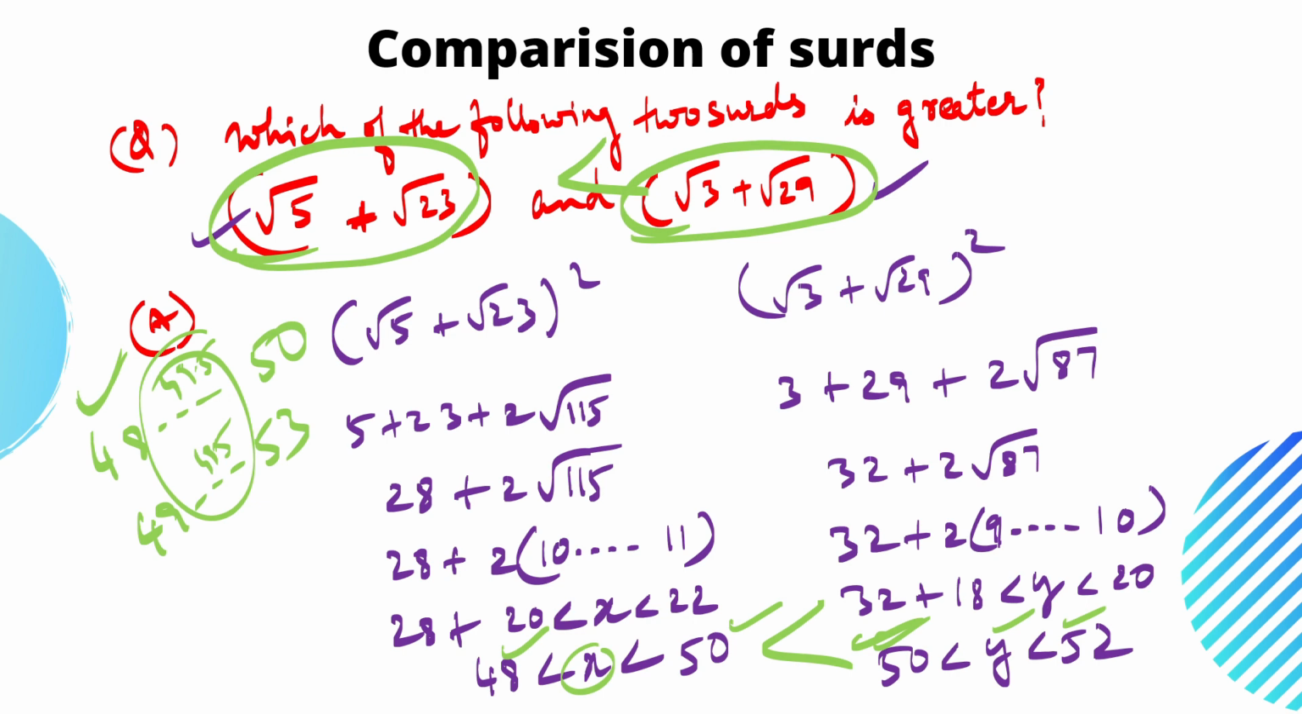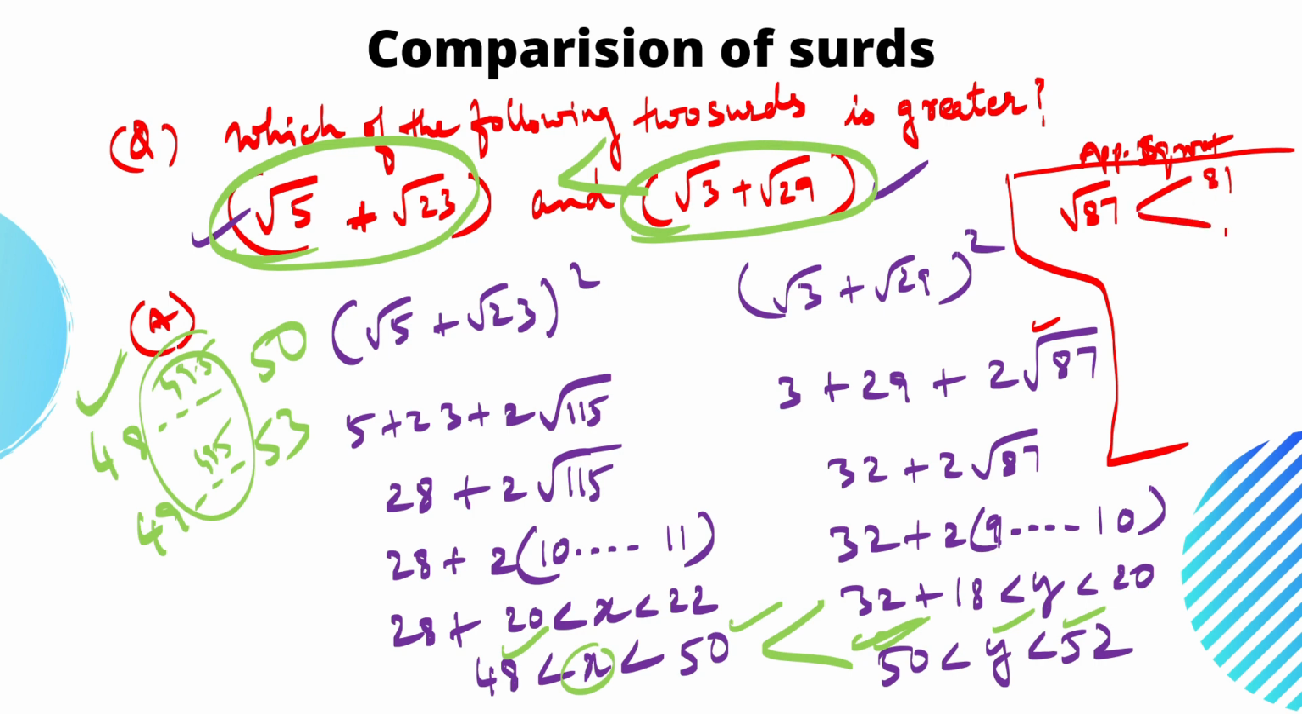So how do we tackle this overlapping? Just do one thing: take the approximate square root. How can we calculate the approximate square root? Let me write it here. Approximate square root. See, here we have 87, the square root of 87. 87 lies between 81 and 100, which is 9 square and 10 square.